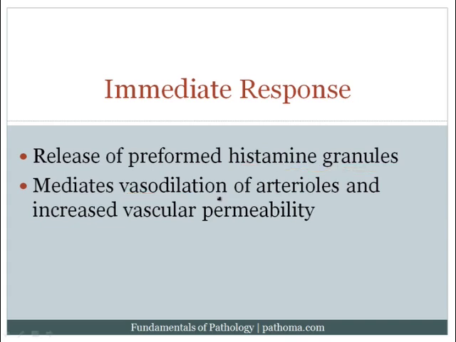At the same time, the histamines also have the ability to increase vascular permeability. Where will increased vascular permeability occur? The postcapillary venule. So histamine has two primary functions: vasodilation at the level of the arteriole and increased vascular permeability at the level of the postcapillary venule.